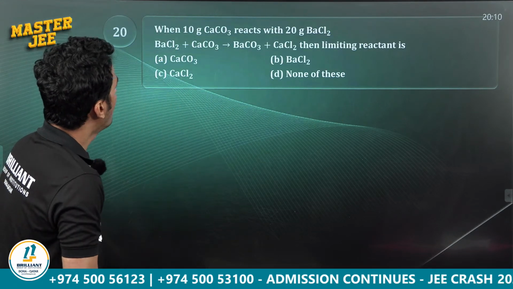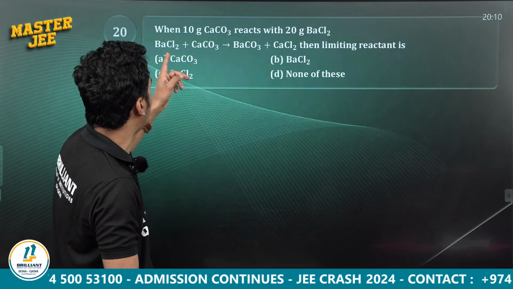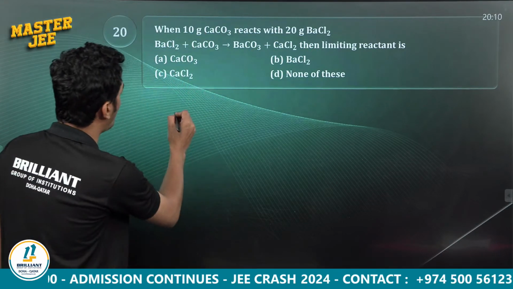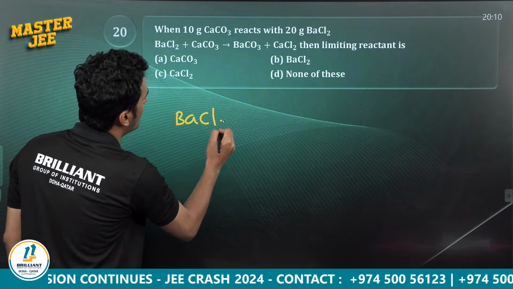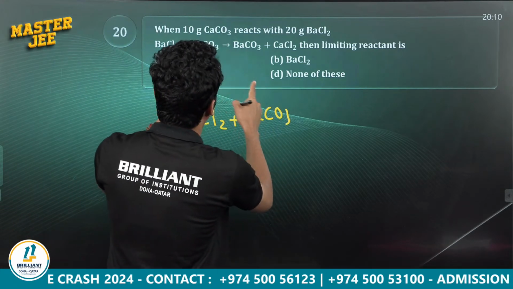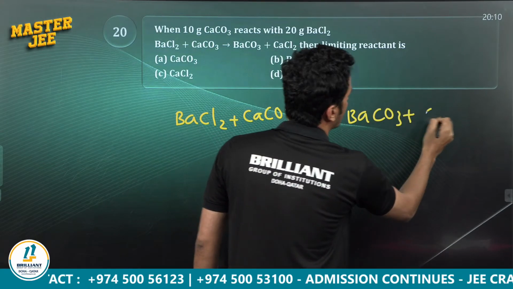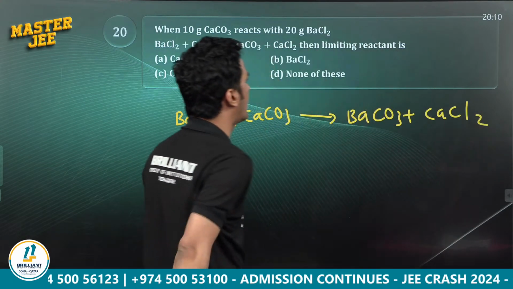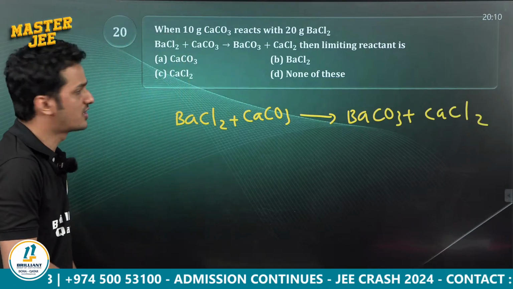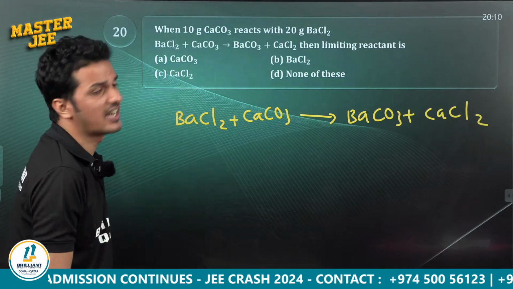This is the next question. When 10 gram of calcium carbonate reacts with 20 gram BaCl2, they have given one equation: BaCl2 plus CaCO3 gives BaCO3 plus CaCl2. It's a double decomposition. Listen to me very carefully. They are asking which is the limiting reagent.